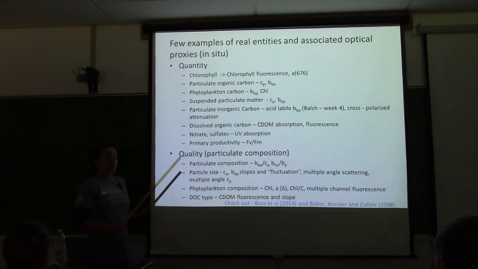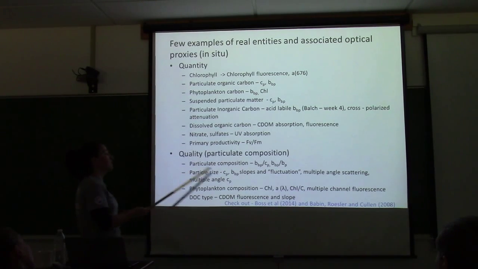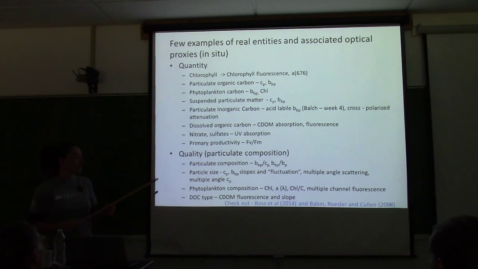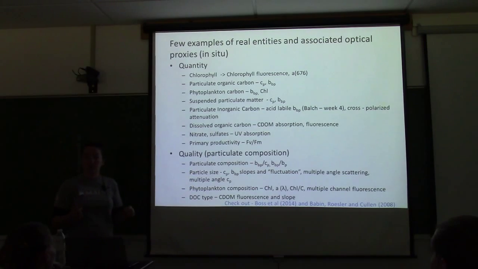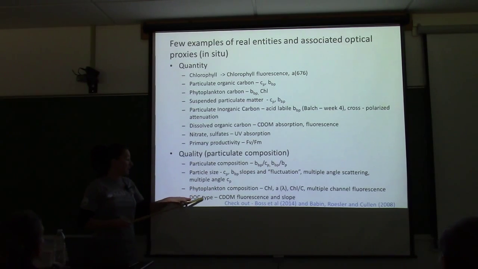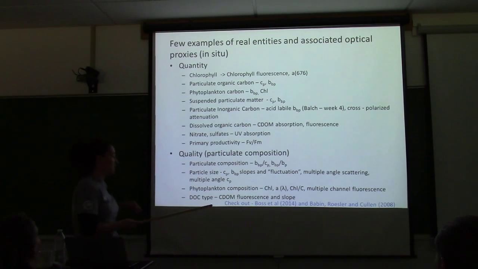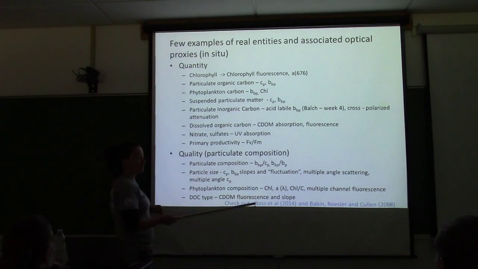The second group is quality. These are usually ratios or weird ways of looking into optics that tell us something about the composition, usually particulate composition. The manual talked about some of this. You can infer particle size. You can say something about phytoplankton composition. You can say something about the type of dissolved organic carbon in the water. So you can say a lot about different things. All these papers are going to be written down there. I'm going to put them in Dropbox so you can pull them out.